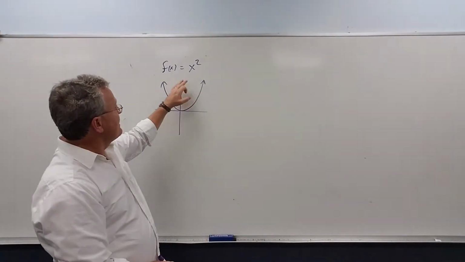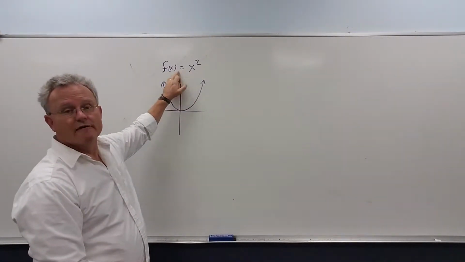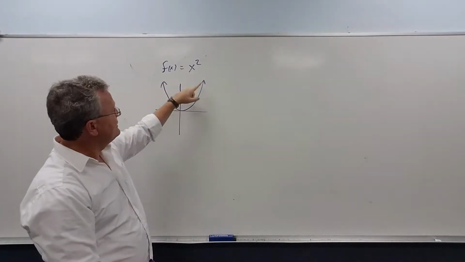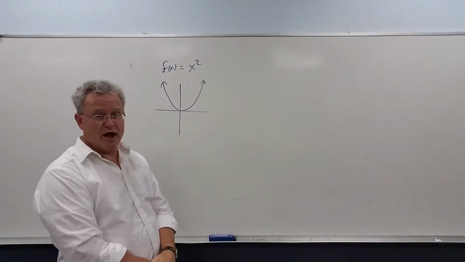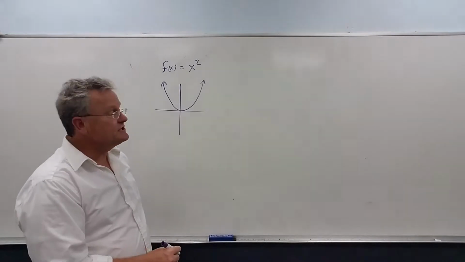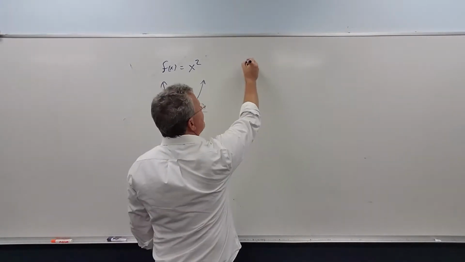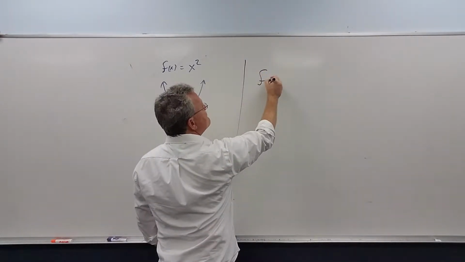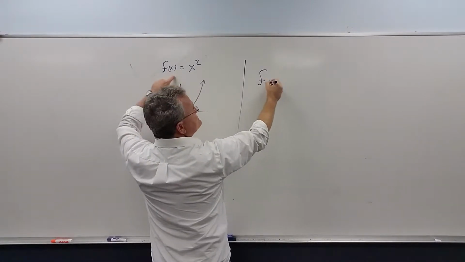Let's consider the graph of y equals x squared, or f of x equals x squared. At this point, we know the graph is a parabola. All right, now let's consider the graph of f of x minus 3.